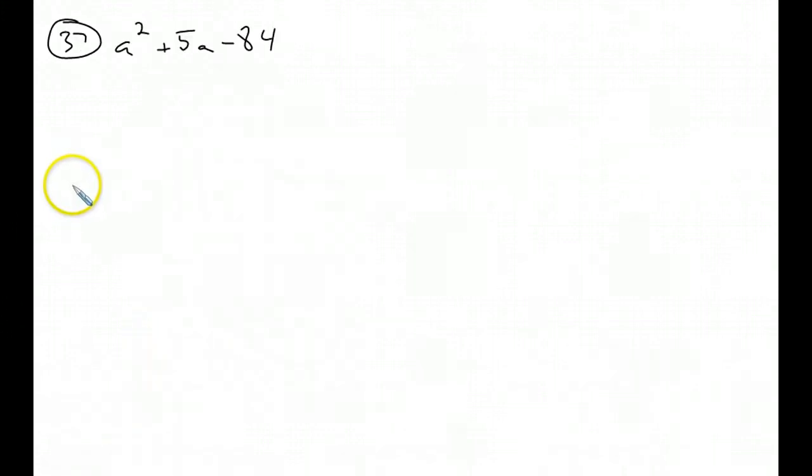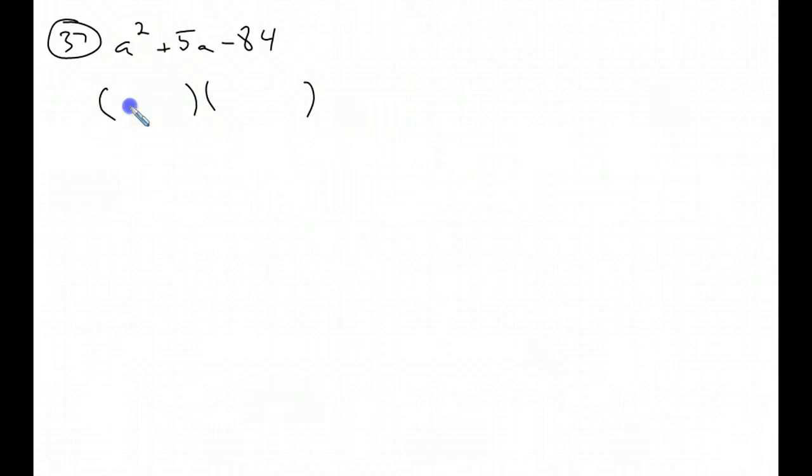For number 37, the next few that we're going to be doing, whoops, I skipped number 36, so I'll go back and get it. But number 37, it just says factor the trinomial. So all we're going to be doing is factoring. This is going to be our double bubble stuff.